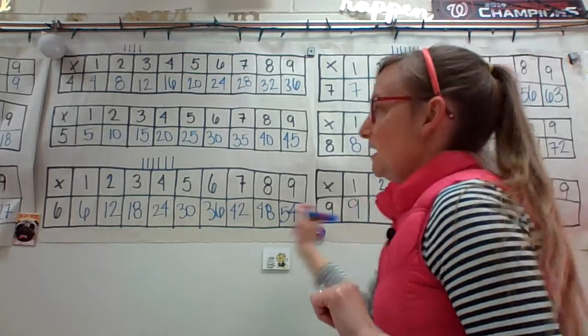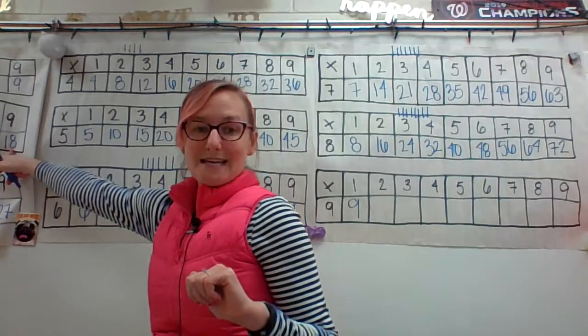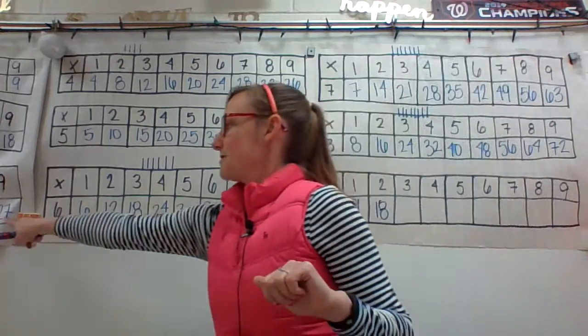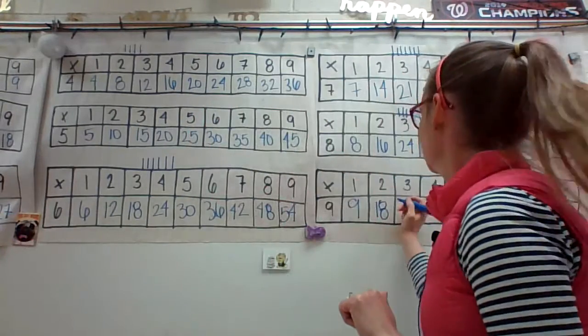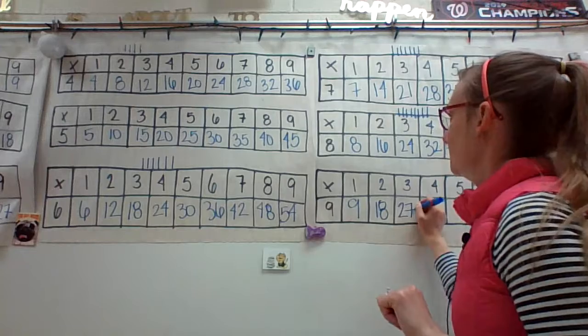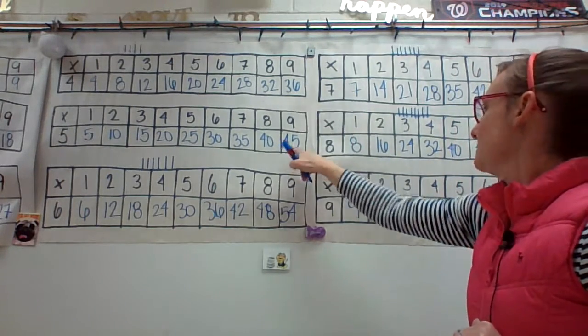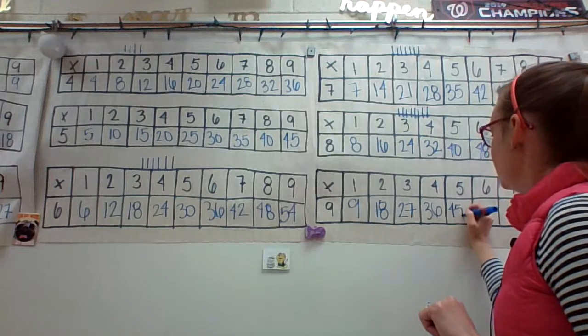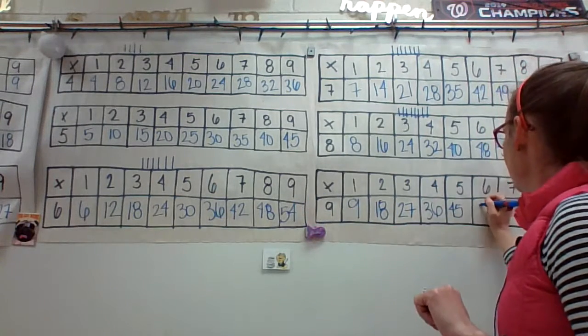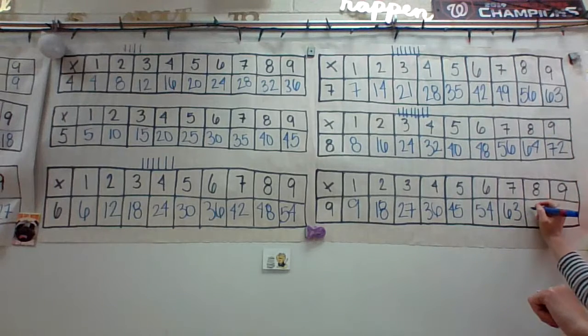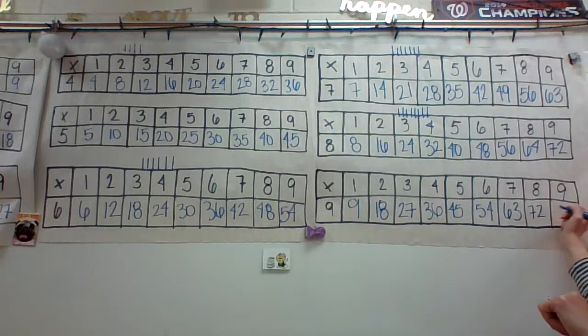is 9. 9 times 2 is 18. 9 times 3 is 27. 9 times 4 is 36. 9 times 5 is 45. 9 times 6 is 54. 9 times 7 is 63. And 9 times 8 is 72.